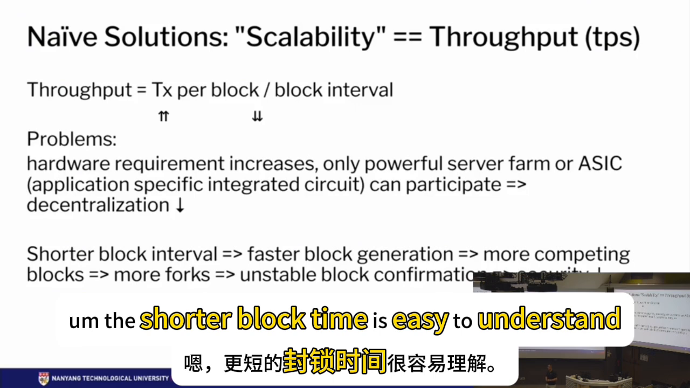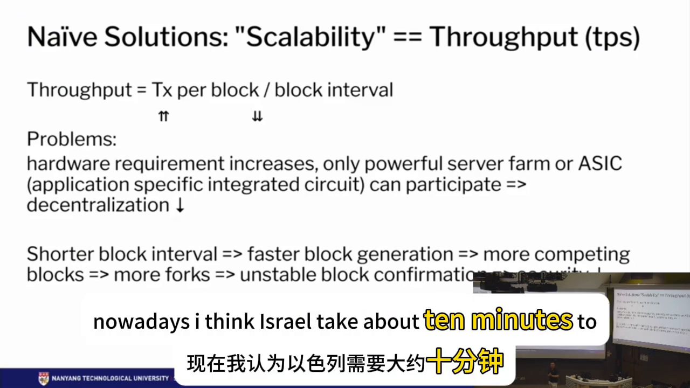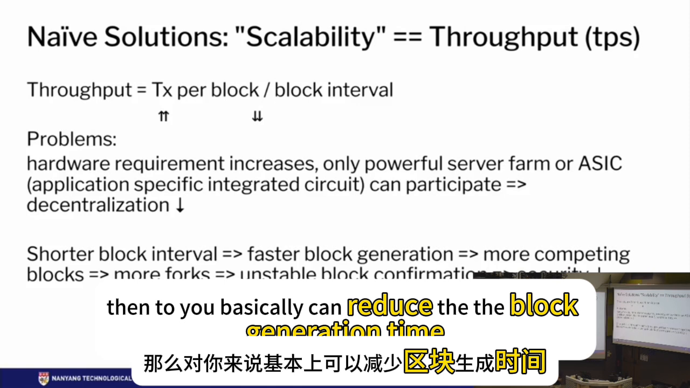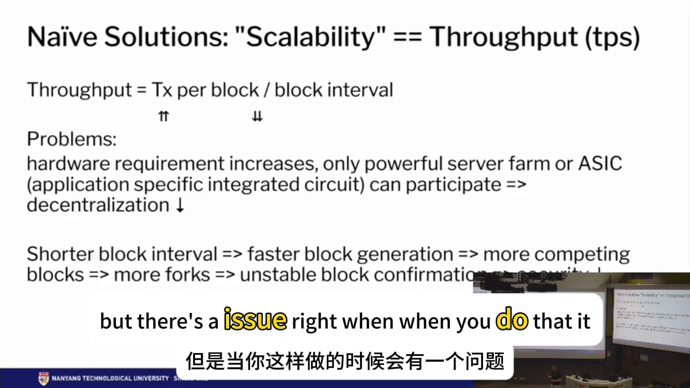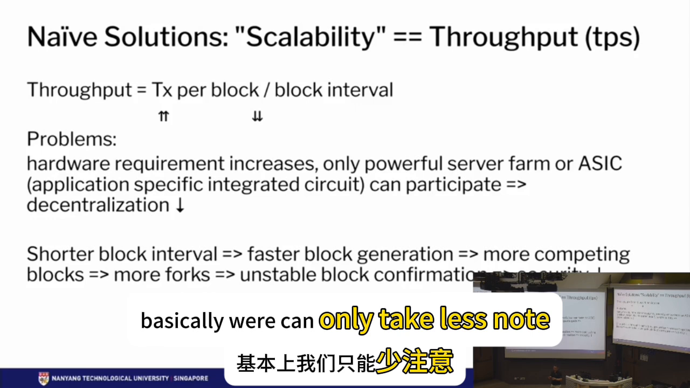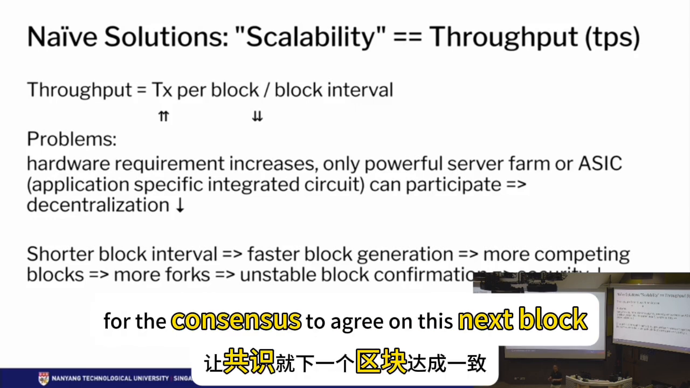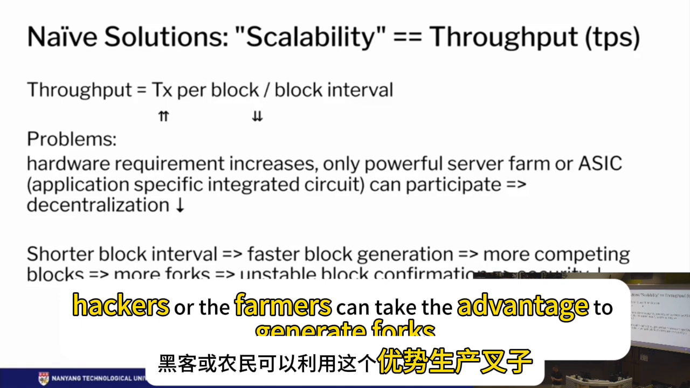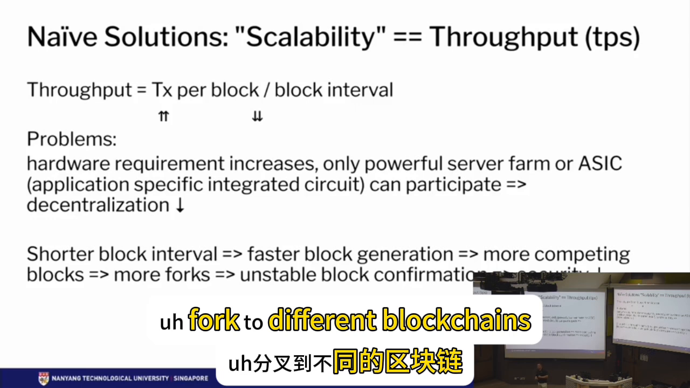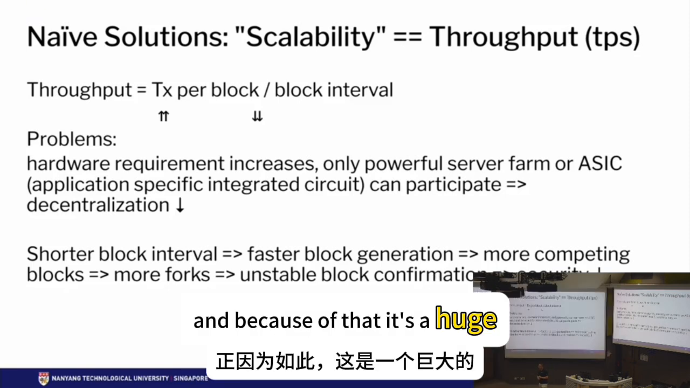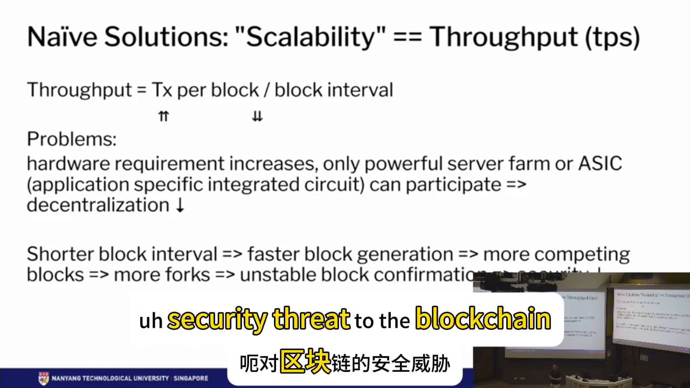A shorter block time is easy to understand because, for example, nowadays I think Ethereum takes about 10 minutes to generate each block, if I remember correctly. Then you can reduce the block generation time, right? But there's an issue. When you do that, you can only take fewer nodes for the consensus to agree on the next block. That means hackers or farmers can take advantage to generate forks in the blockchain, and the block information will not be stable at all. Because of that, it's a huge security threat to the blockchain.